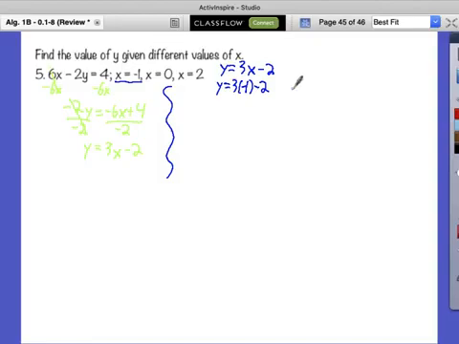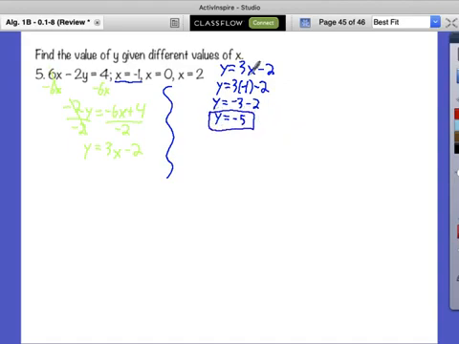So our big problem is trying to find the value of y in 3 different instances: when x is -1, when x is 0, and when x is 2. Right now we're trying to figure out what y is when x is -1. So we plug in -1 for x. Now, 3 times negative 1 is what? -3. Negative 3 minus 2 is negative 5. So when x is negative 1, y is negative 5.